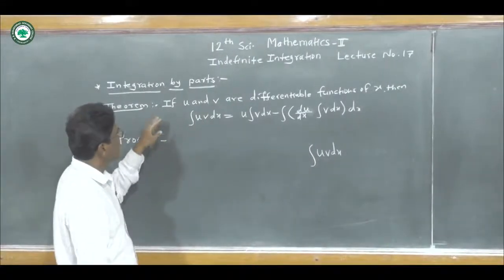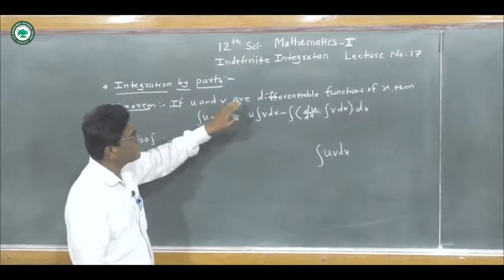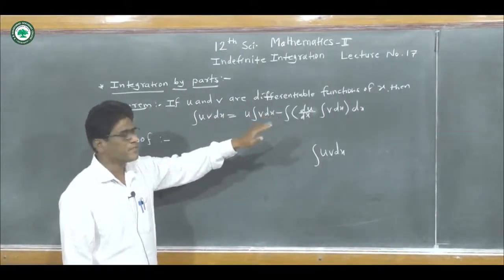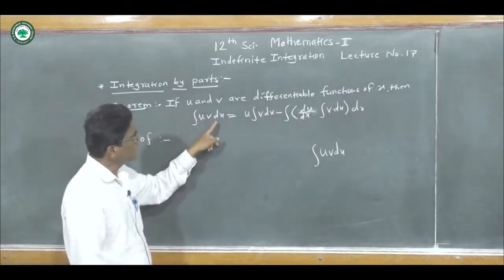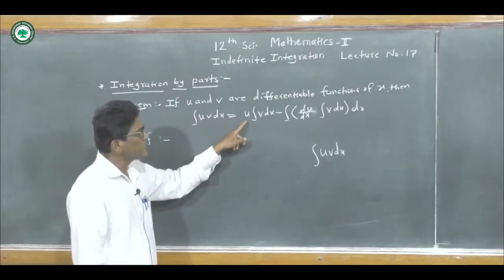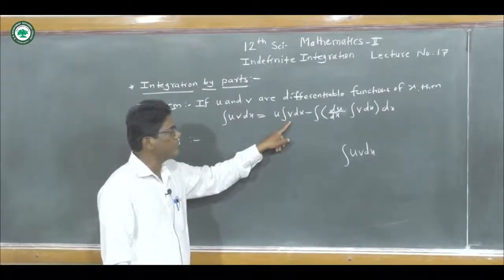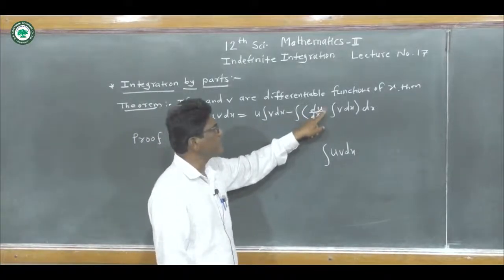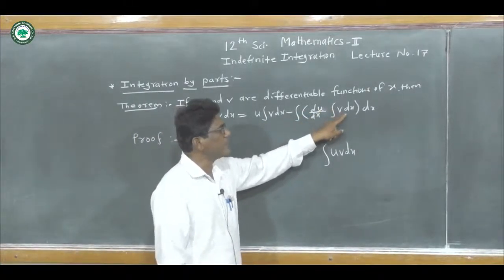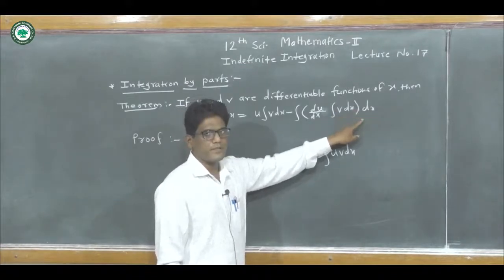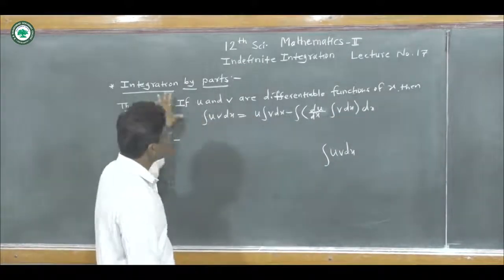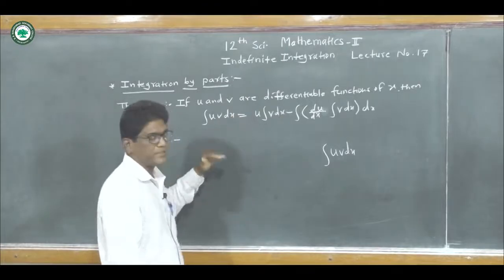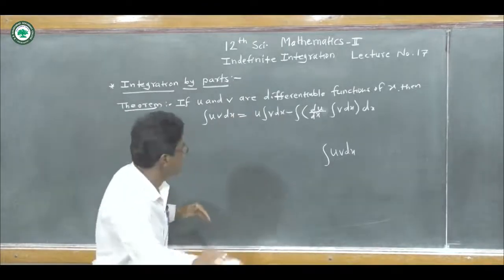We see here theorem. If u and v are differentiable functions of x, then integration of uv dx is equal to u into integration of v dx minus integration of d by dx of u into integration of v dx into dx, and this is known as integration by parts. So we prove this theorem. So how to prove this theorem? See here.